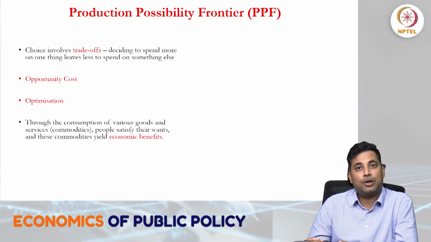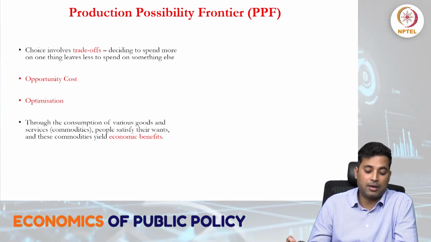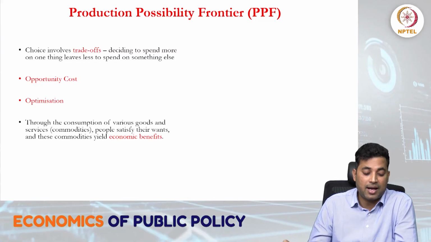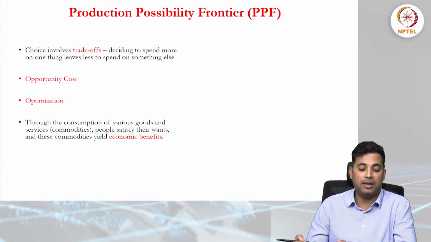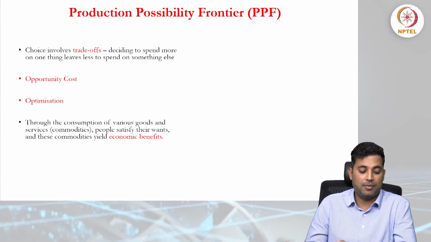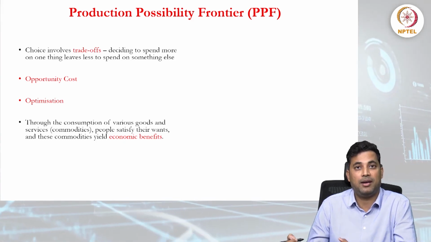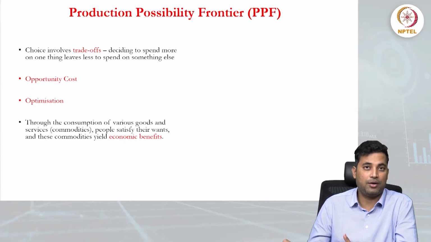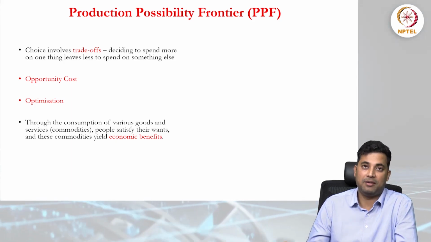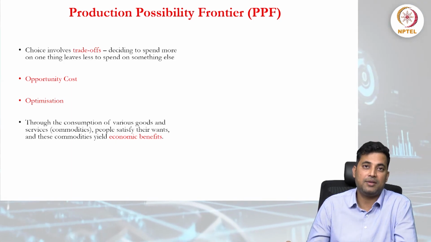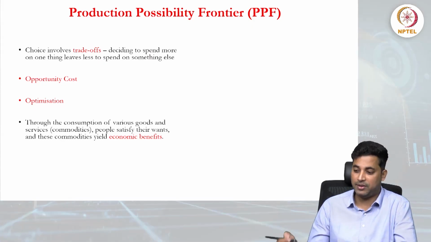Now moving from cost to benefit. When consumption takes place over goods and services, which we can consider as commodities, people satisfy their wants. These commodities are produced to meet my demand or society's demand, and they yield economic benefits. So here cost and benefits are important, particularly in the case of public policy.